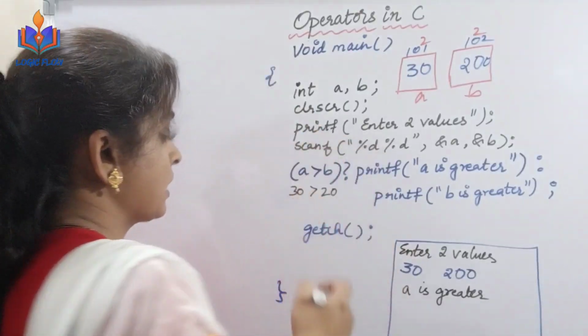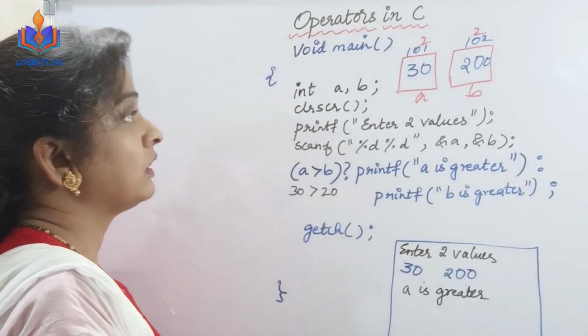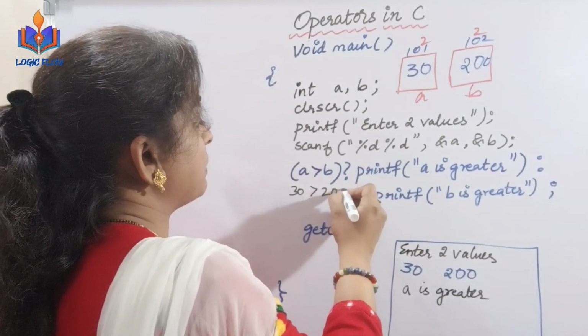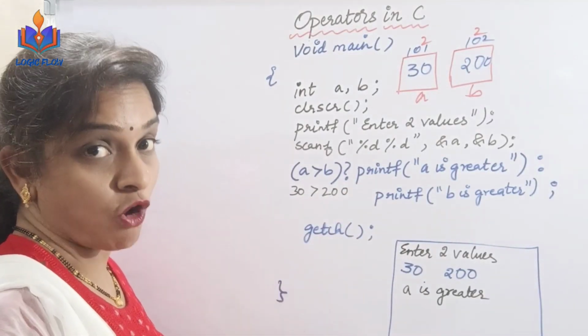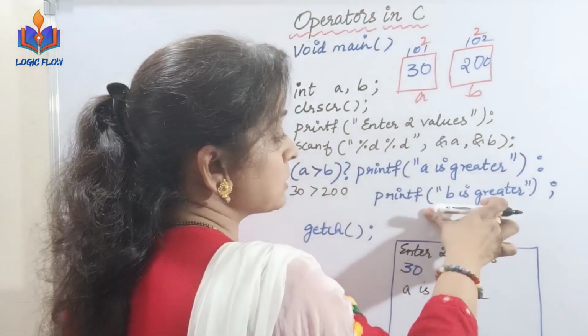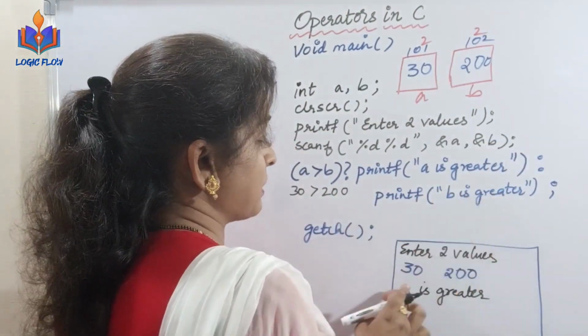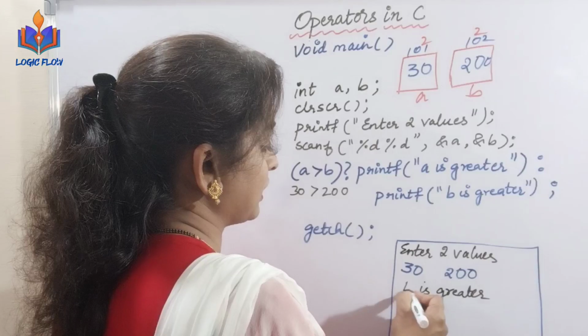Now check. Is 30 greater than the value B, meaning 200? Is this condition true? No. The condition is false, so it has to go to the false block. Then I should get the message B is greater.